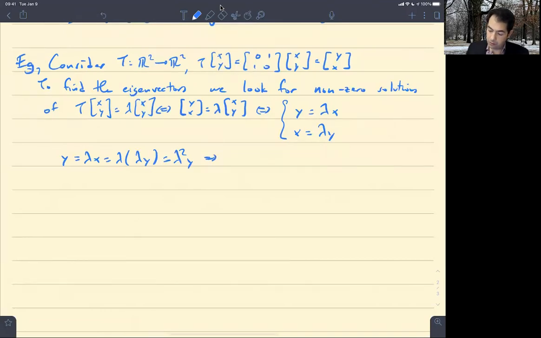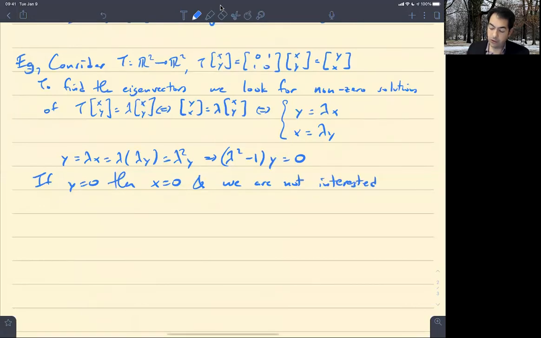And so moving everything to one side, we get that lambda squared minus 1 times y is equal to 0. Okay, so great. We have two possibilities. Either y is equal to 0 or lambda squared minus 1 is equal to 0. Now, if y is equal to 0, then substituting into this equation, then x is equal to 0, and we are not interested. Right? So that's a perfectly valid solution of the system, but we don't care about that solution. We don't want the 0 vector.